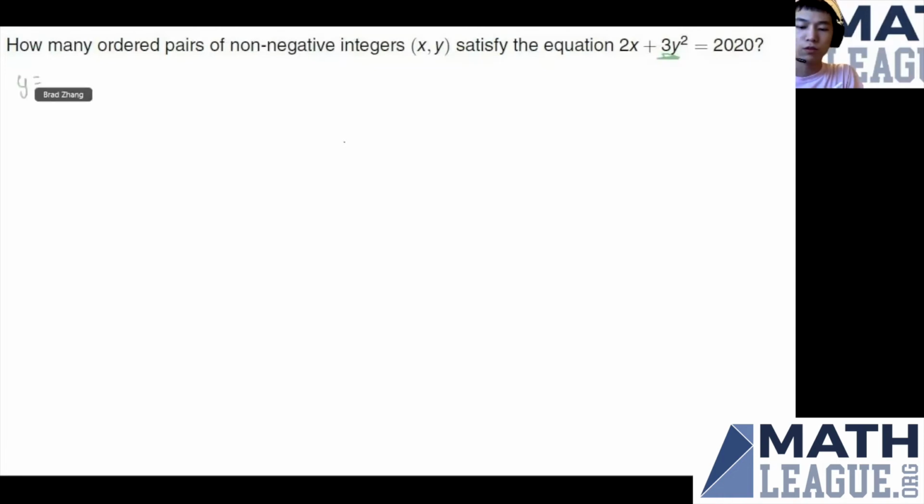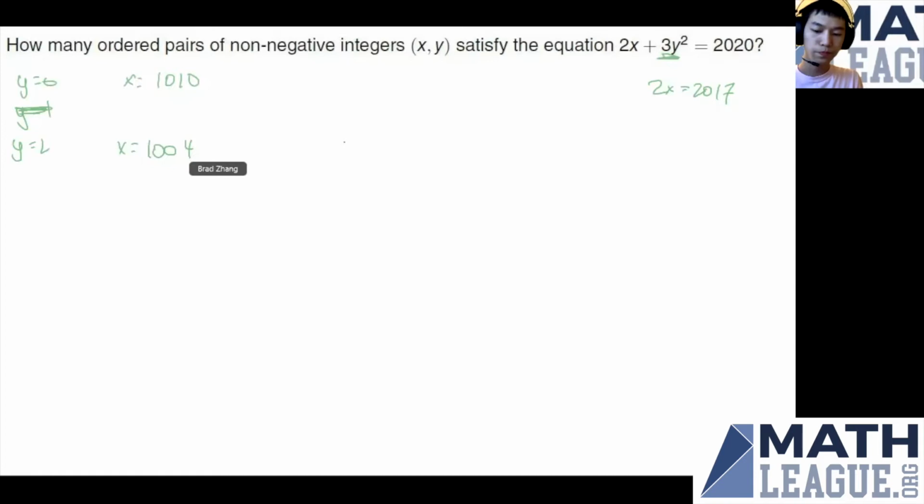If y equals zero, x is equal to 1010. If y is equal to one, then 2x is equal to 2017, and you can clearly see that 2017 is odd, so that doesn't work. If y equals two, you can do the same thing, and with the calculator you'll get that x is equal to 1004. You can just keep doing this, but again, this is a little too much listing. You'll have a lot of time in a team round, but you want to get this done faster. So let's see what else we can do.